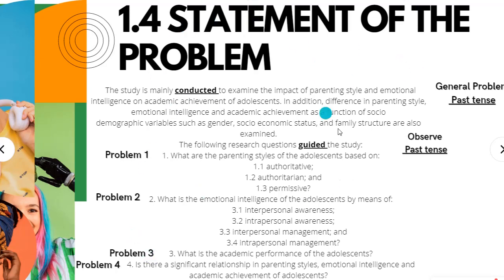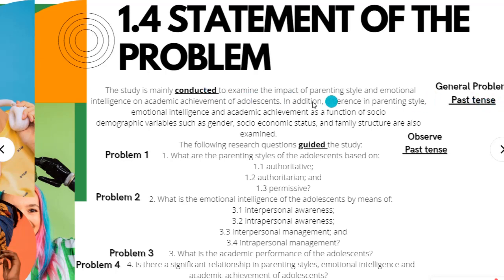Sa SOP, so if you can see, no, wala jud ni diri nag-ask number 1, what are your parenting styles or what are your emotional intelligence? Wala. Third person, impersonal, no, impersonal tone, third person point of view. This one right here is the general problem, and it's done in past tense.